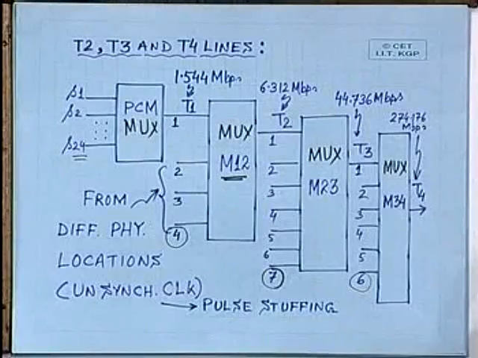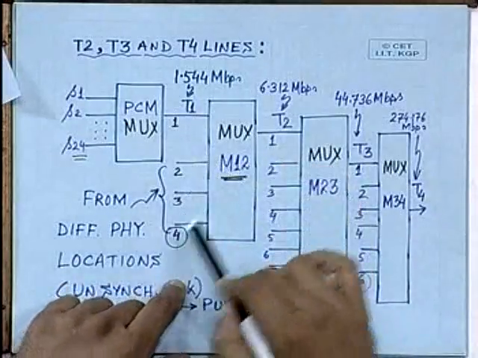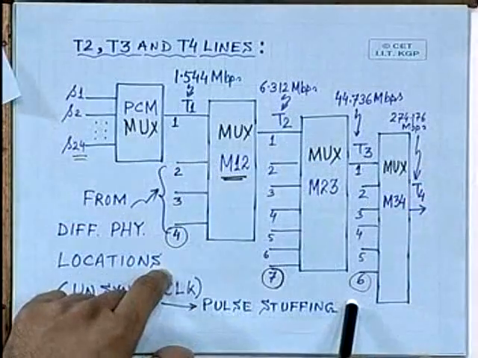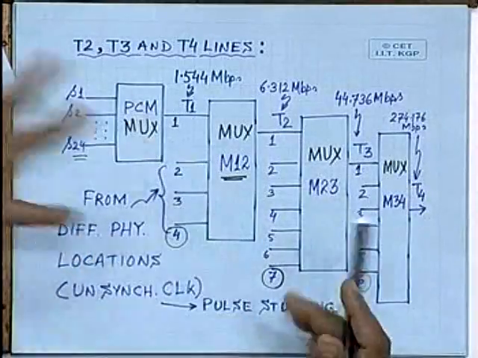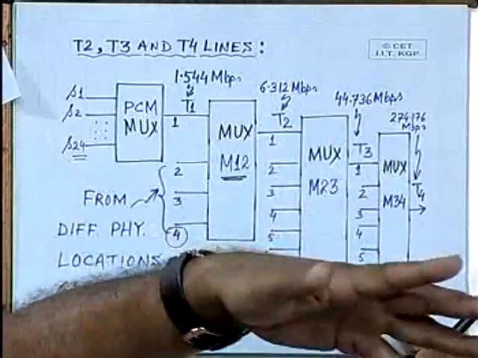So the number of different channels for the different multiplexers, these numbers are fixed. That's a part of the standard. Yeah. M12 has 4 inputs, 4 T1 inputs. M23 has 7 T2 inputs. M34 has 6 T3 inputs. Like that. Yeah. Previous slide for calculation.